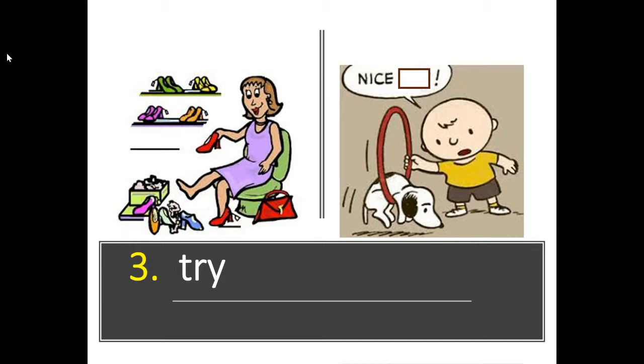T-R-Y. Try. And I forgot to add, how are these pictures the same? They both show a person trying something or the dog trying something. So the woman is trying on shoes, the dog is trying to jump through the hoop, and Charlie Brown says, "Nice try." T-R-Y, try.